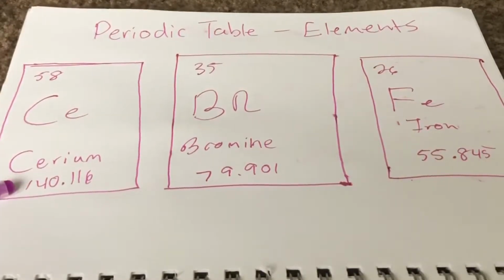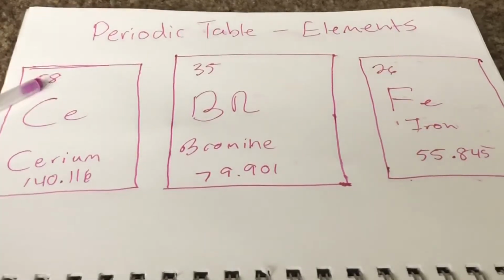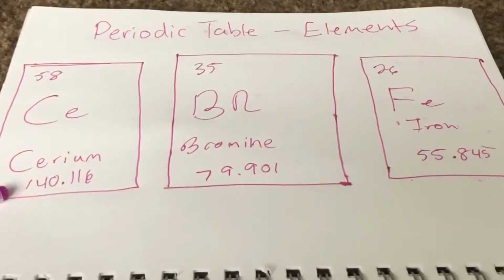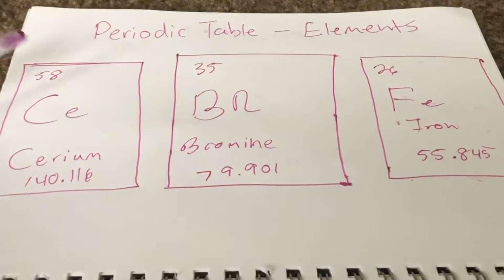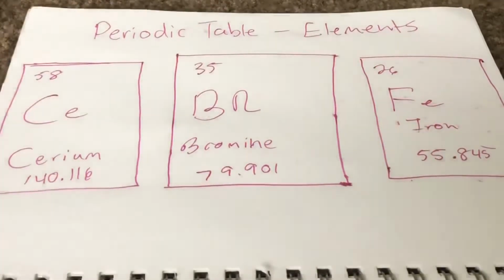The atomic mass is a good way to find out how many neutrons are in this atom. You subtract the protons or the electrons, which is the atomic number, from the atomic mass. In this instance, it will be 140 minus 58. That'll give you a total of 82.